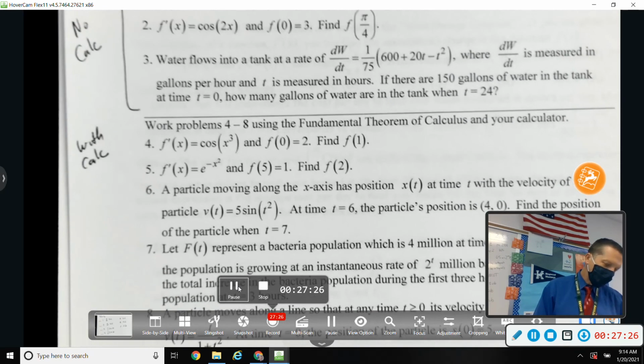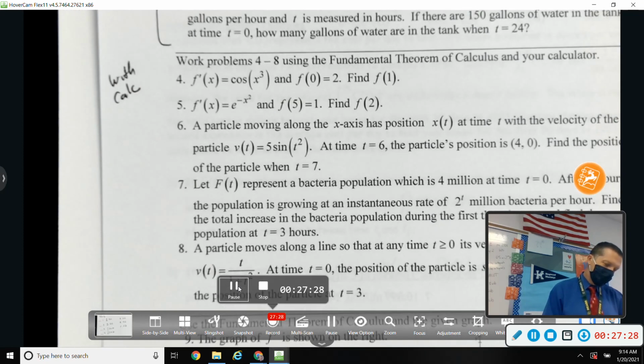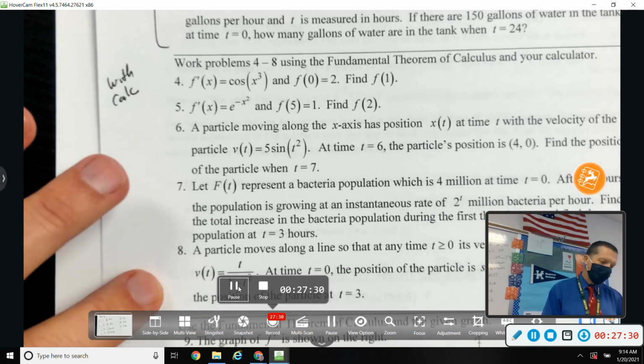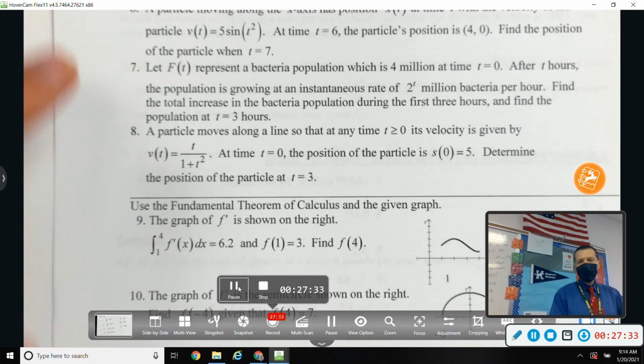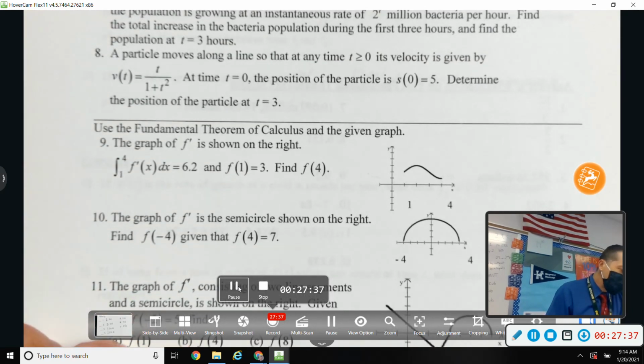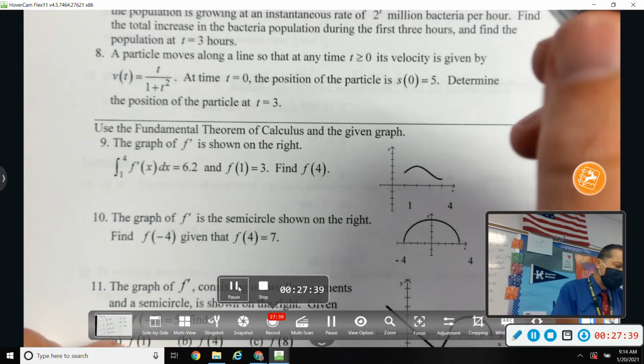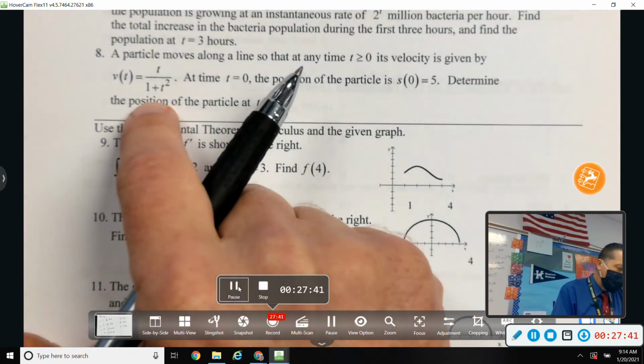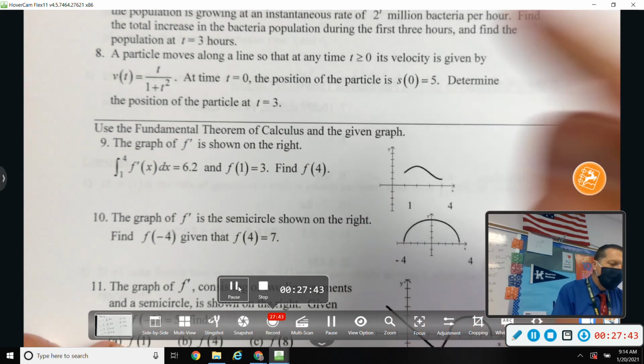7. Let's do number 8, actually. Make sure we know the words here. Number 8. A particle moves along a line so that any time its velocity is given by that thing, and we want to know stuff about its position.